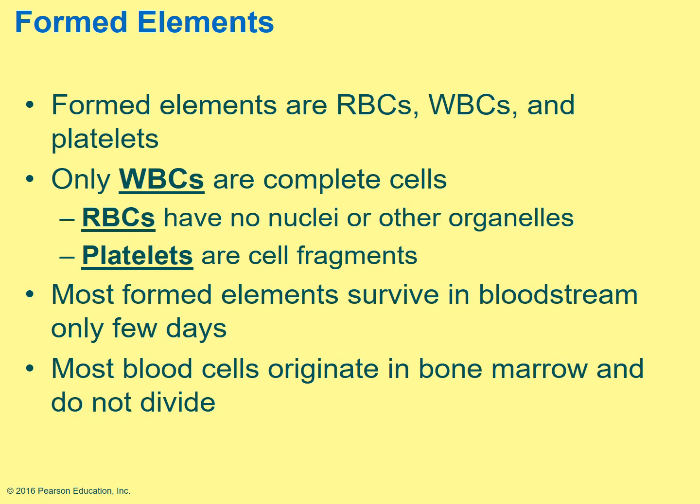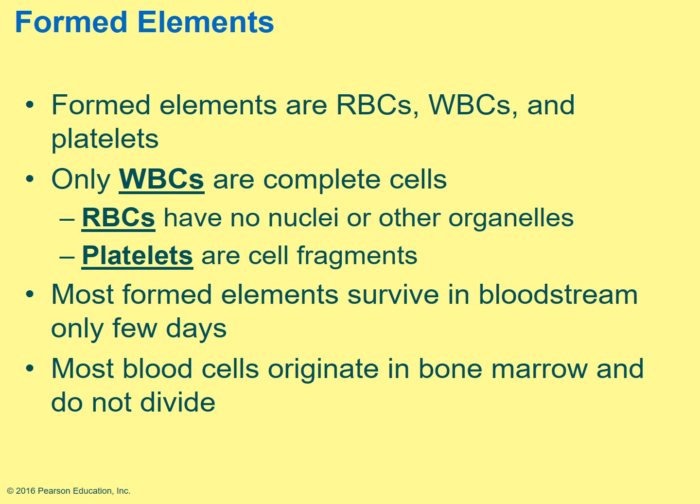For the formed elements, like I said, this is the cells. You have your red blood cells, your white blood cells, and your platelets. Only the white blood cells are what we call complete cells. And why is this? Well, the mature red blood cell does not have a nucleus. And it does not have any other organelles in it. So there's no mitochondria or anything like that. The platelets are simply fragments of cells.